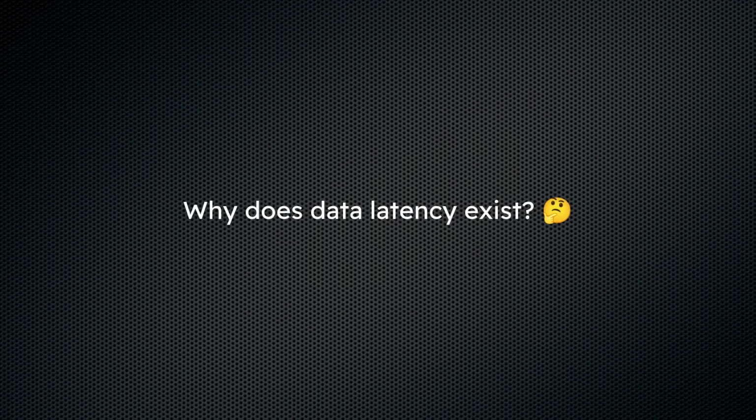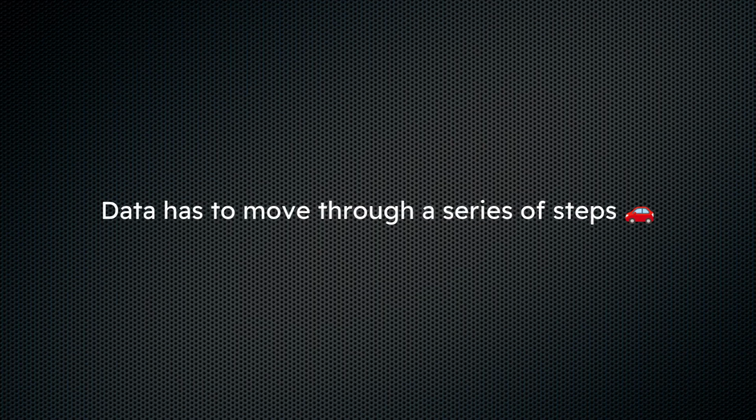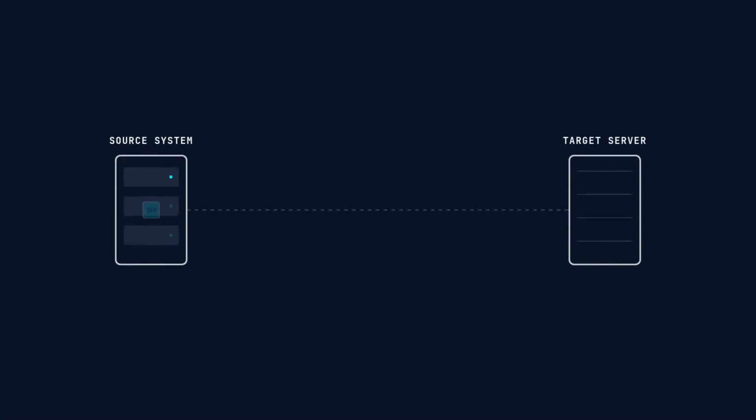But why does data latency exist? Data latency exists because data cannot teleport instantly from creation to availability. It has to move through a series of steps. Typically, those steps include extraction. How often do we pull data from the source? Every 24 hours, every 5 minutes, or immediately when an event happens.